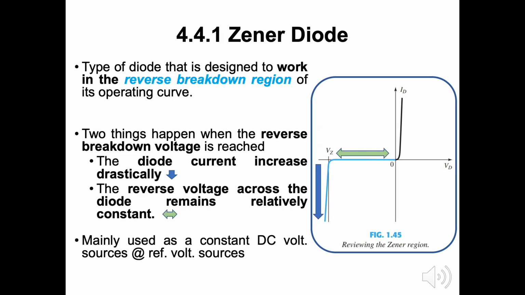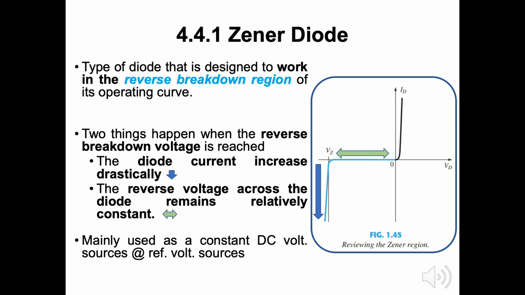To start with the Zener diode, we can flash back to the idea of the breakdown region which was discussed last week. VBR in the semiconductor diode is called the breakdown voltage, which indicates that reverse bias is taking place. But the Zener diode is a type of diode that is designed to work in the reverse breakdown region of its operating curve. Here VBR is noted as Vz.